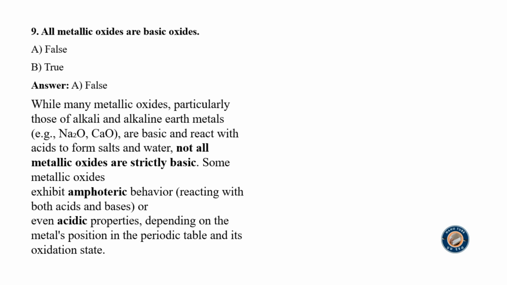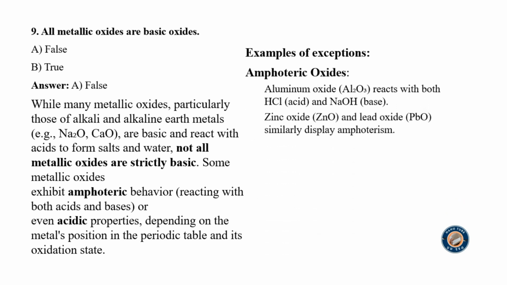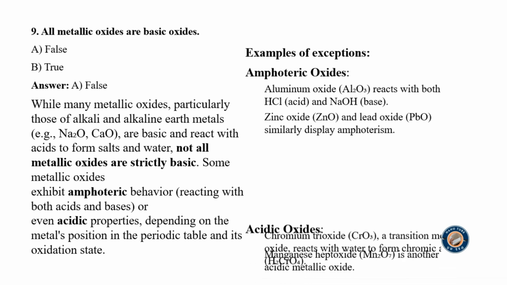Some metallic oxides exhibit amphoteric behavior, that's reacting with both acids and bases, or even acidic properties depending on the metal's position in the periodic table and oxidation state. Examples of exceptions: amphoteric oxides, aluminum oxide, react with both hydrochloric acid and sodium hydroxide. Zinc oxide and lead oxide similarly display amphoterism.